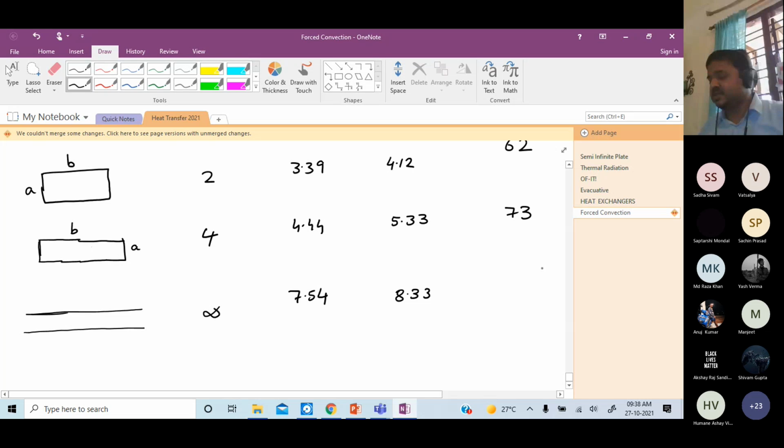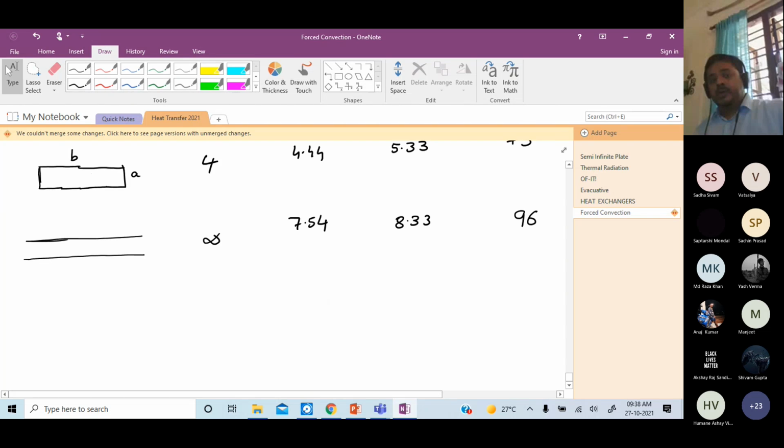Okay, so for micro channels, why many people have focused on them is that heat transfer coefficients are high, but pressure drop is also high. For a circular channel, it is 64, remember, and this is 96. So if the friction coefficient itself is 1.5 times higher, then your overall pressure drop will also be higher.